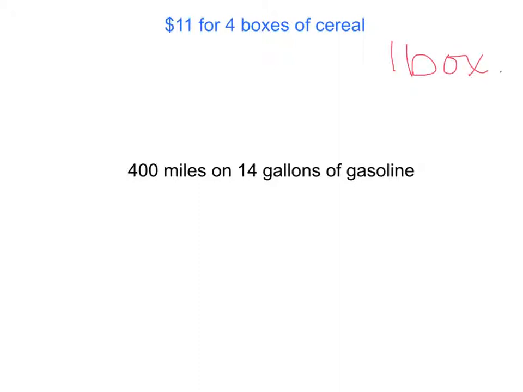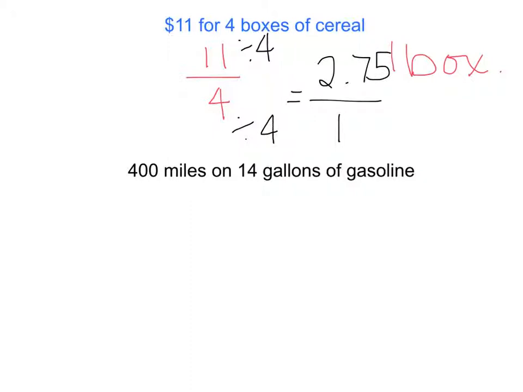So if we set this up, 11 for 4, we want it to equal 1 on the bottom. So we ask ourselves, well, what do I need to do to get my denominator to be 1? And that is divide the bottom by 4, so you get 1. Whatever we do to the bottom, we have to do to the top. So you divide the top by 4. And if you divide the numerator by 4, we get $2.75. So that means that 1 box of cereal costs $2.75.